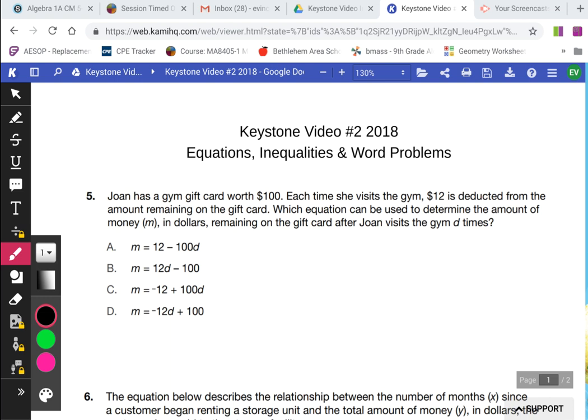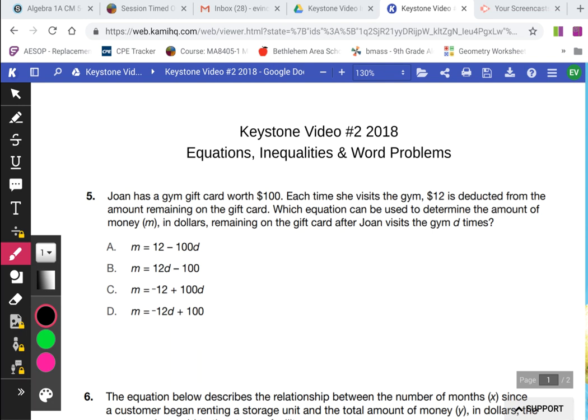This video includes information about equations, inequalities, and word problems. So for question number 5, Joan has a gym gift card worth $100. Each time she visits the gym, $12 is deducted from the amount remaining on the gift card. Which equation can be used to determine the amount of money M in dollars remaining on the gift card after Joan visits the gym D times?